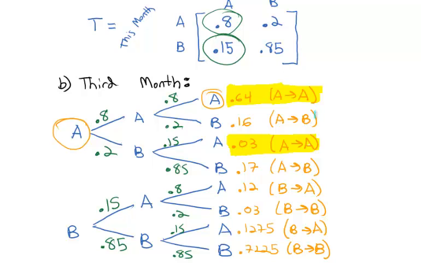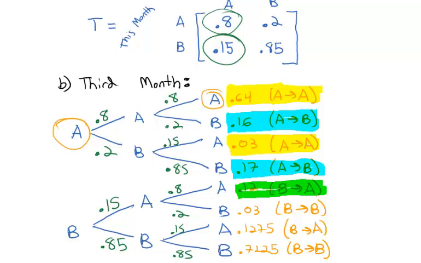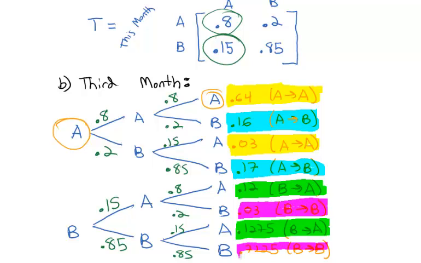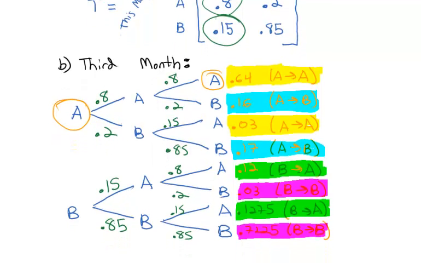The second group started with A and ended with B. Starting with A and ending with B, there's 0.16 and 0.17. The next group started with B and ended with A: 0.12 and 0.1275. And finally, starting with B and ending with B is 0.03 and 0.7225. So we've got 4 groups that represent the 4 cells of our transition matrix.